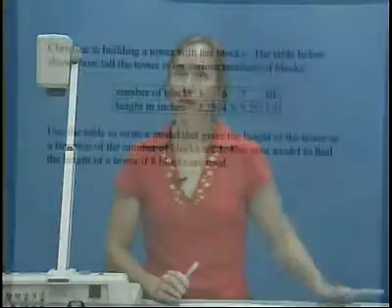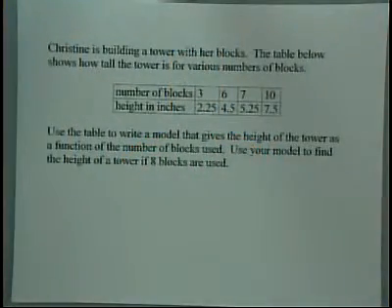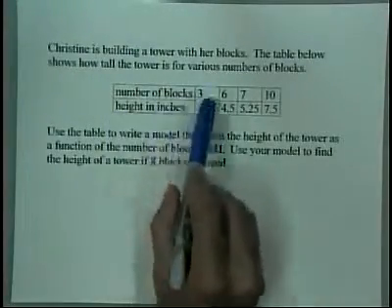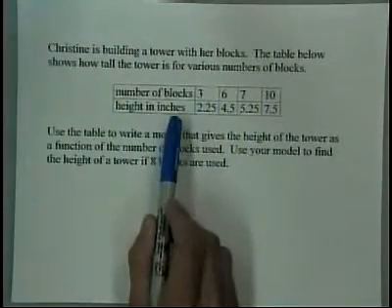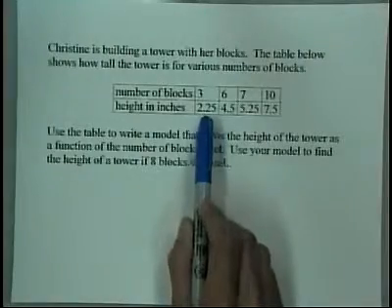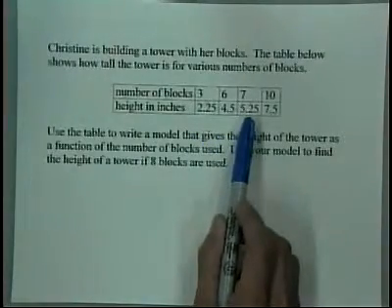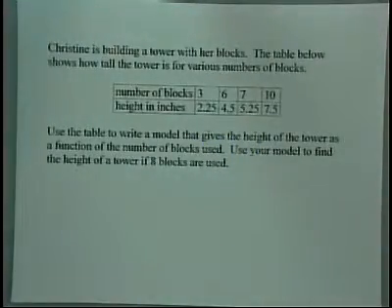Christine is building a tower with her blocks. The table below shows how tall the tower is for various numbers of blocks. And what you see in the table is the number of blocks, 3, 6, 7, 10, and the height of the tower in inches, 2.25 inches, 4.5 inches, 5.25, 7.5.